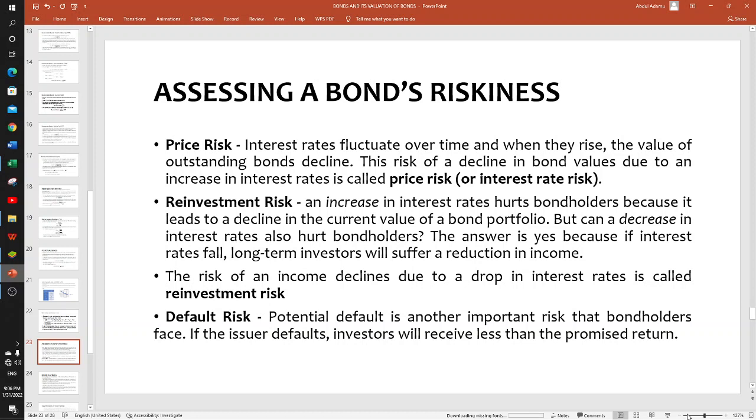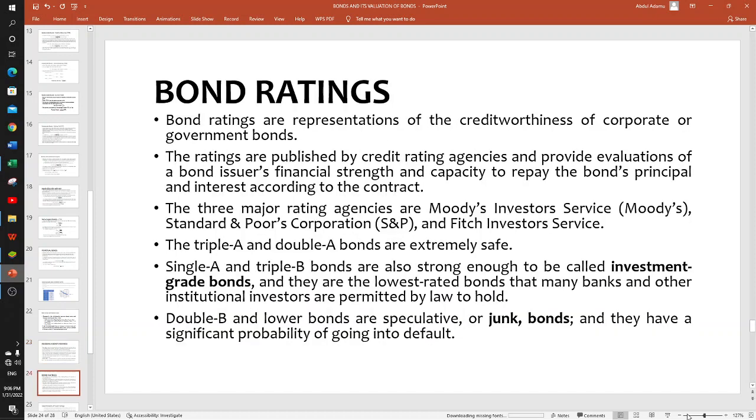Default risk. Potential default is another important risk that a bondholder faces. If the issuer defaults, the investor will receive less than the promised return. So bond rating, another aspect that we'll look at, is the rating of bonds. Bond ratings are a representation of the creditworthiness of corporate or government bonds. The ratings are published by credit rating agencies and provide an evaluation of a bond issuer's financial strength and capacity to repay the bond's principal and interest according to the contract.